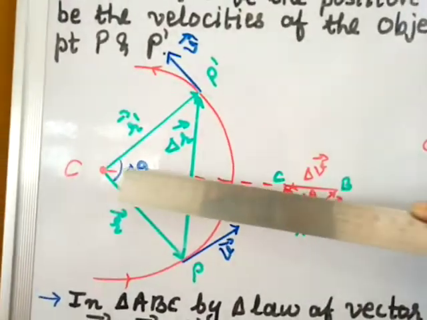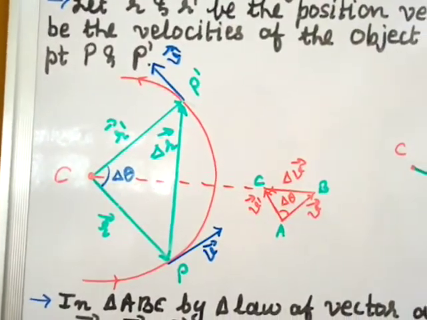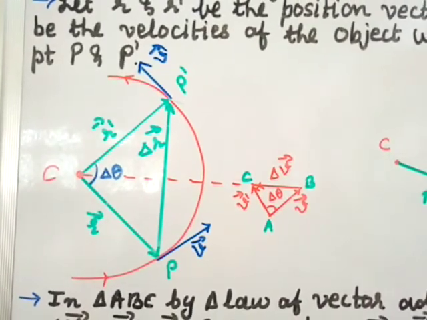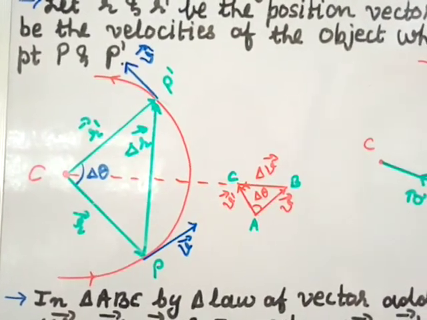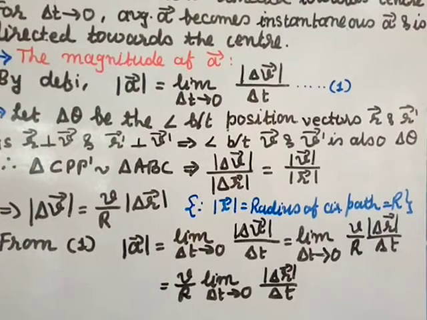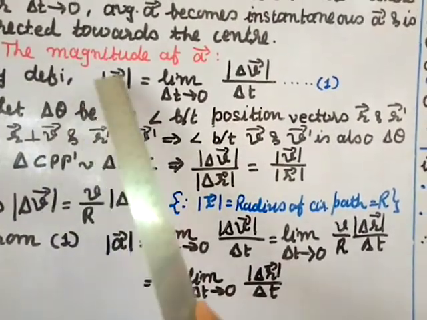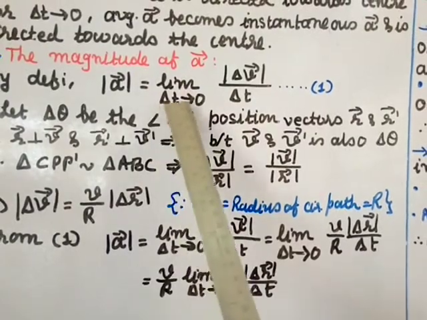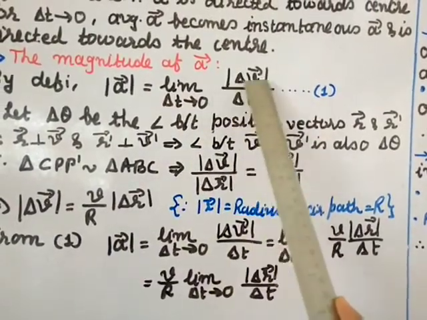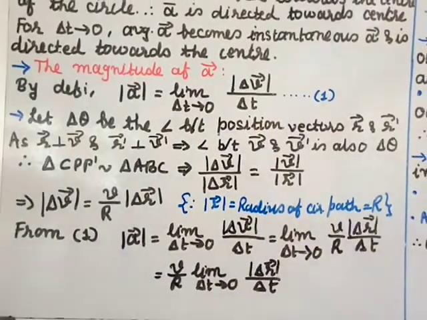Okay, so we can see that the acceleration will be towards the center. So now we have found the direction of the acceleration. Now we shall find the magnitude of the acceleration. By definition, the magnitude of a is equal to limit delta t tends to 0, magnitude of delta V by delta t. Call this equation 1.